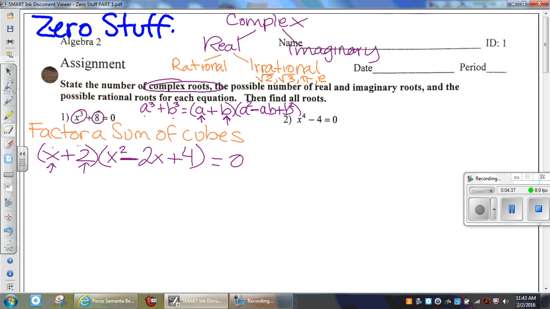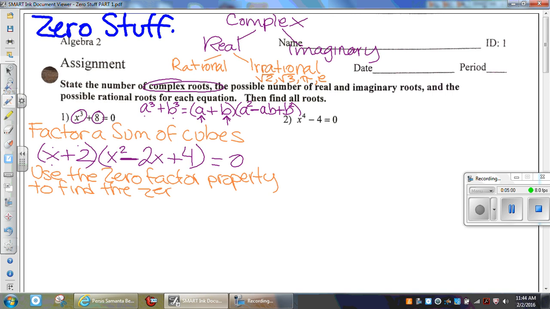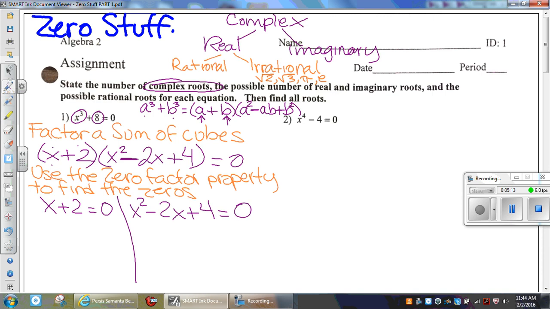Okay. Now after we do that, we're going to do this thing called the zero factor property. So we're going to use the zero factor property to find the zeros. So what that says is that you take each factor individually and you set it equal to 0. So one factor is the binomial, the other factor is a trinomial.